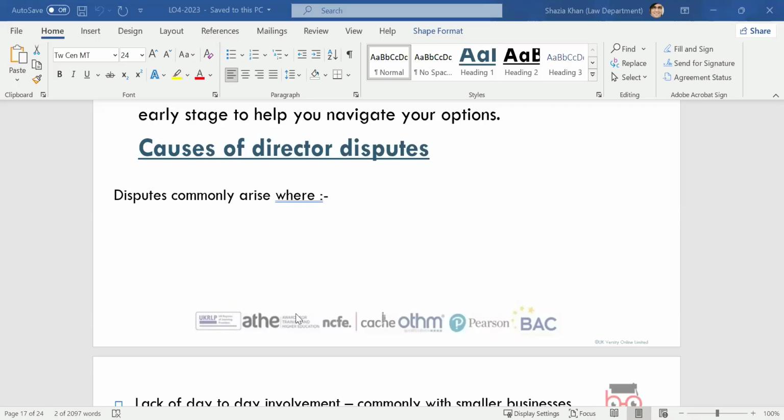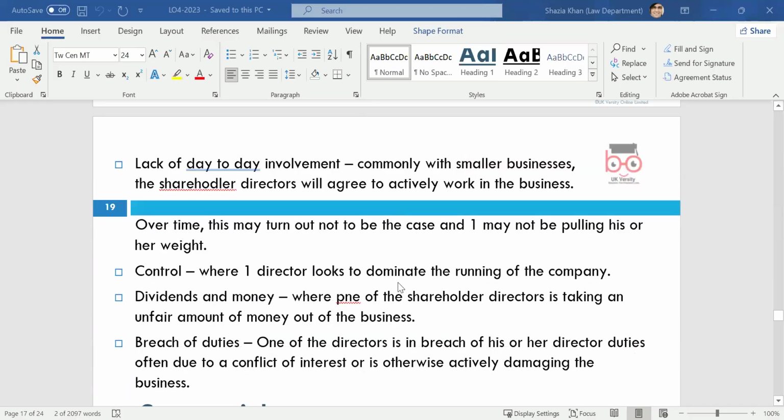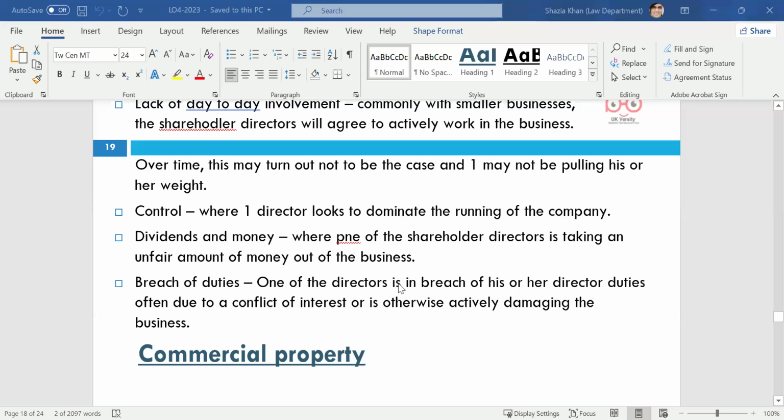Situations where directors' personal interests may conflict with the company's best interest. It could be things like that. It could be conflicts relating to changing of the board. There are different causes of that. It may be where one director wants to control everything, or they've breached their duties.